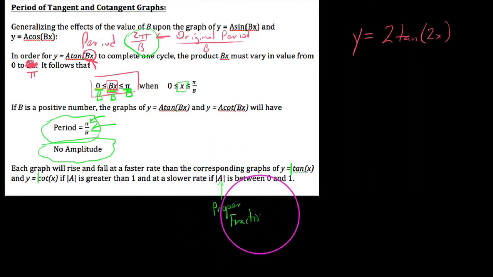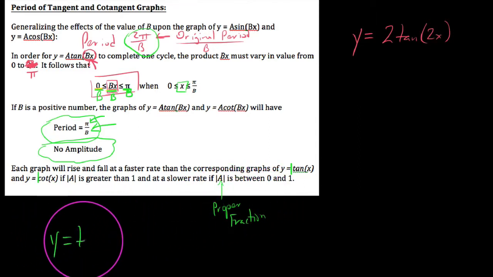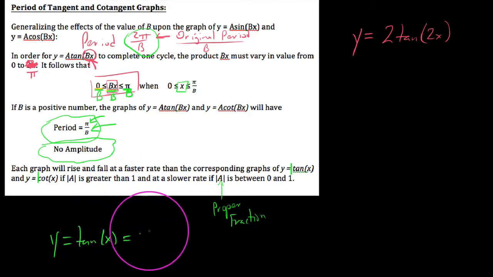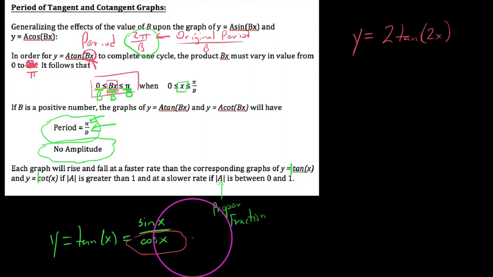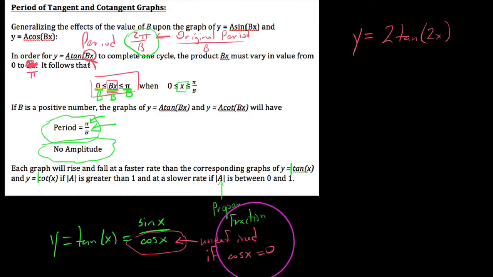Okay, so in terms of graphing these, here's the first thing I want to recall. Recall that y equals tangent of x is equivalent to sine x over cosine of x. The reason I mention this is because the graph of tangent of x is going to be undefined wherever cosine of x equals 0. So we say undefined if cosine of x equals 0.